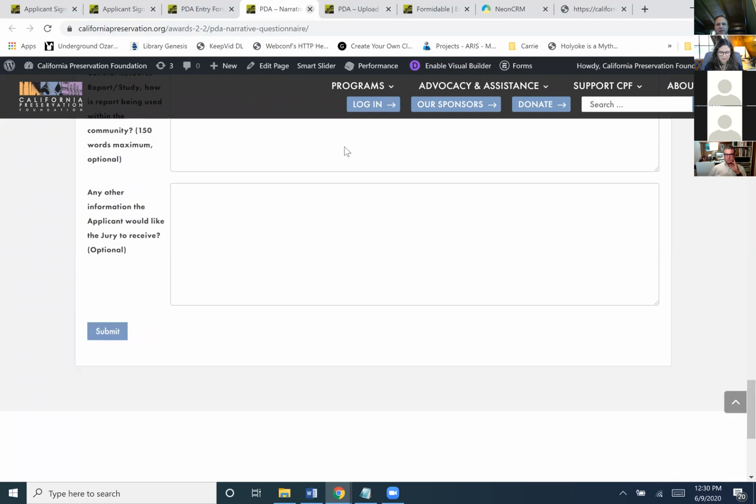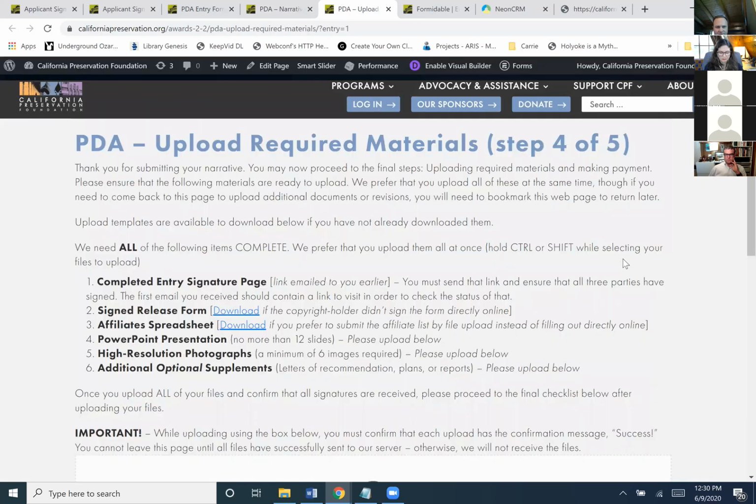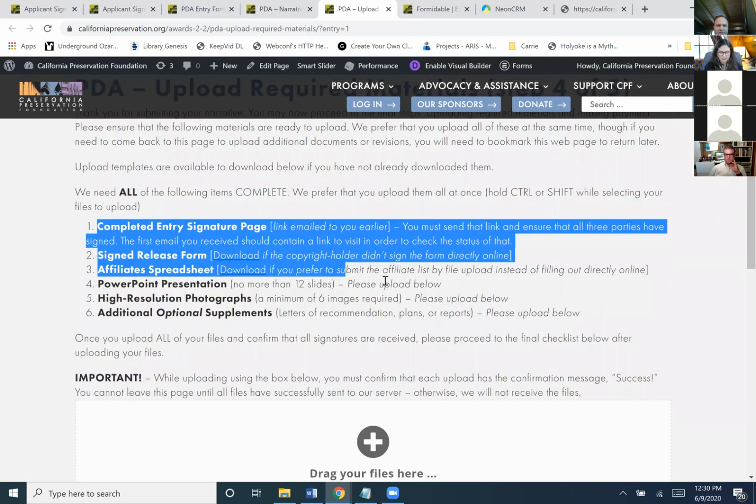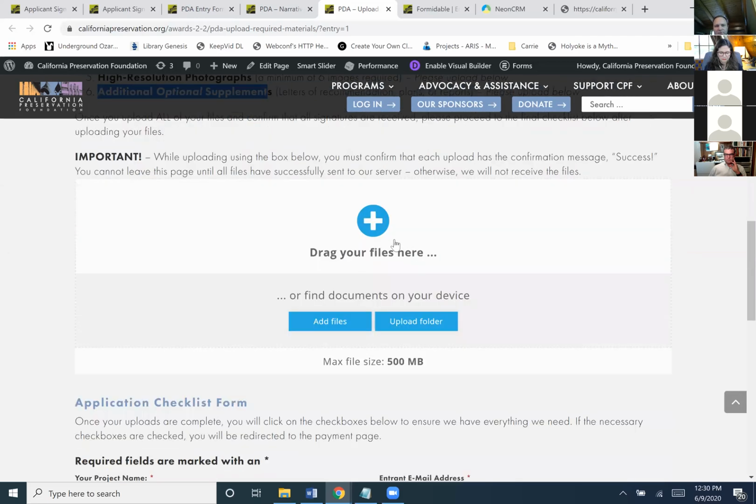And then when you submit the narrative, your final step is uploading the materials. So here's a list of all the things you need: the completed signature page, the signed release form, the affiliate spreadsheet, or the affiliates listed, if you put them in on the form, the PowerPoint presentation of 12 images that we just did a demonstration of, a minimum of 6 high-resolution images of the project, and additional optional supplements. All of these you would simply drag and drop or click to upload, and you want to wait until the confirmation appears and shows that it's been fully uploaded.